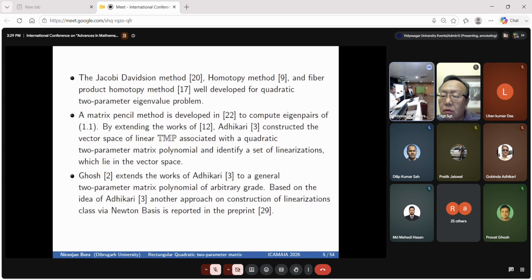One of the methods is the Jacobi method, which is a direct method, and the homotopy method, which is also a direct method, and the fiber product homotopy method. This is actually an indirect method where the problem is converted to linear form, and the fiber product based homotopy method is used to solve this problem.